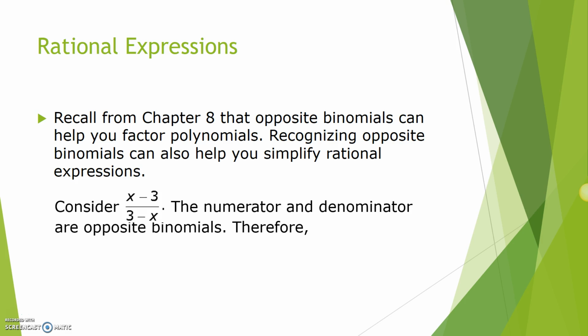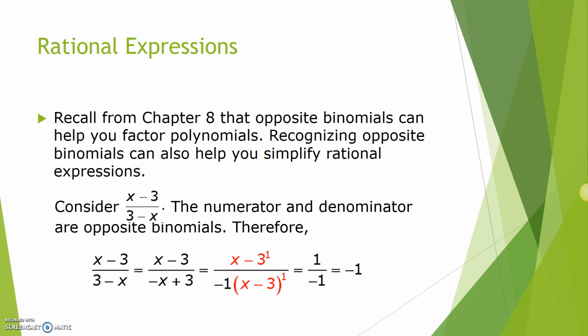Consider what you have here. This is an example. We have x minus 3 over 3 minus x. The numerator and denominator are opposite binomials, so we can rewrite this as x minus 3 over negative x plus 3. I don't know if you recall, but from Chapter 8, if we pull out a negative 1, like they show right here, what you're left with in the parentheses is x minus 3. So you have x minus 3 over x minus 3.